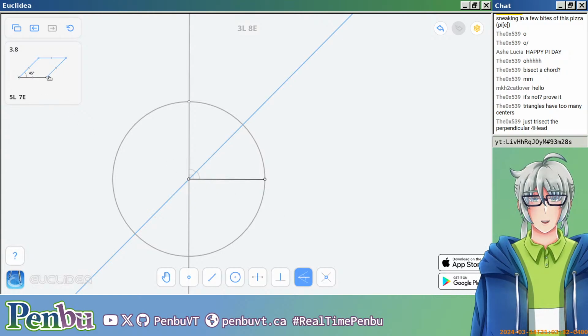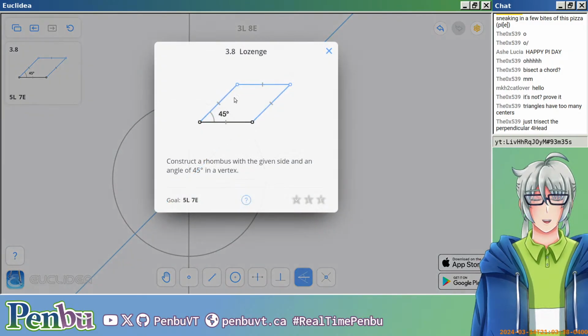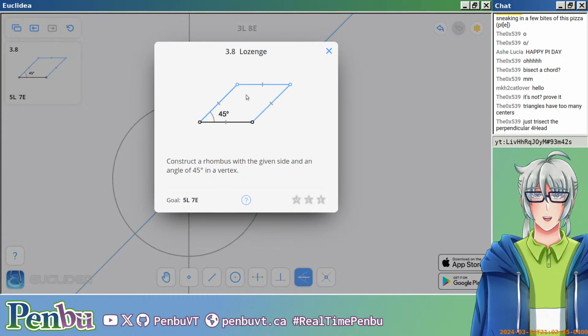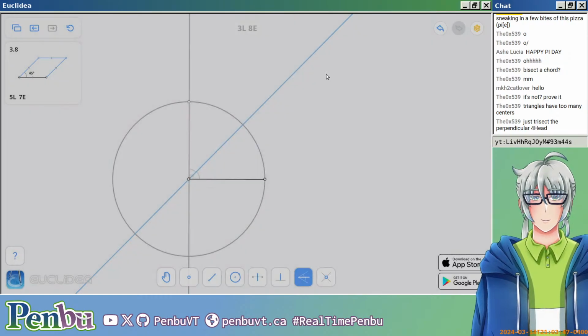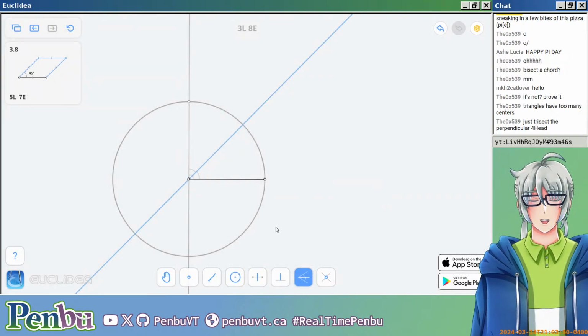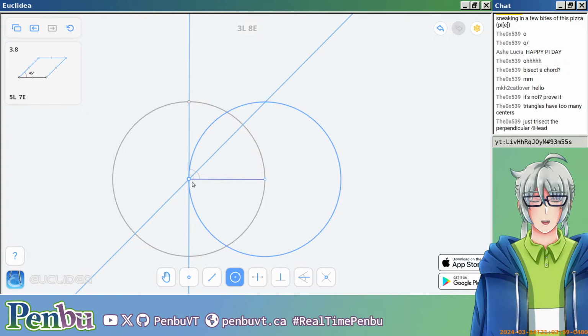And then now we know that because this is 45 degrees, this is 45 degrees, we have 135 in the middle there. 180 minus 45 degrees. And so we can draw another circle here to get this point somewhere around here.